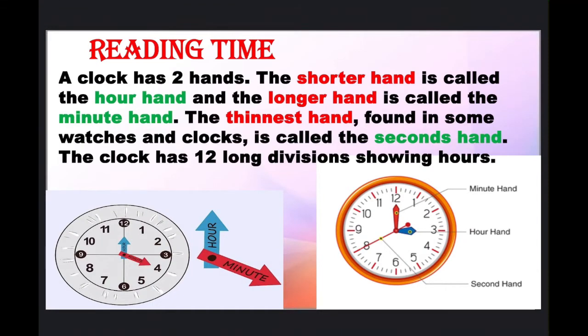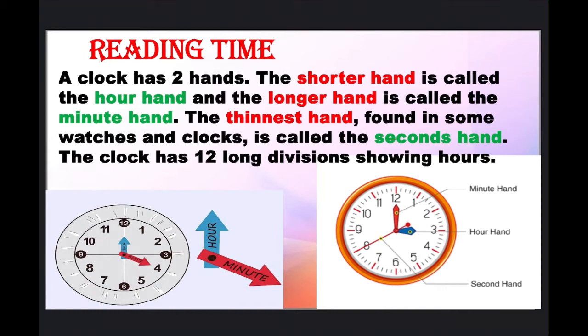To make sure that you and your friend reach the park at the same time, you should know how to read the time. A watch or a clock helps us read time. A wristwatch is worn around the wrist. A wall clock is mounted on a wall.